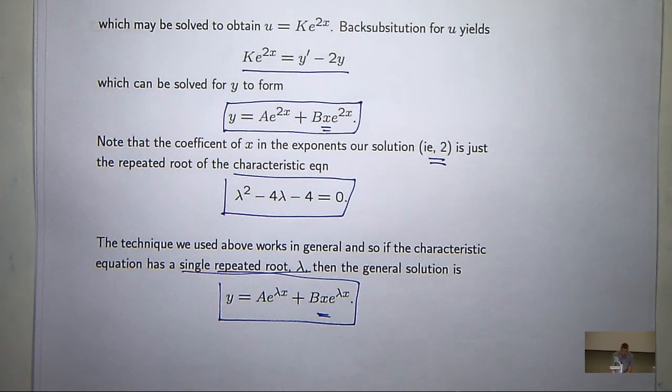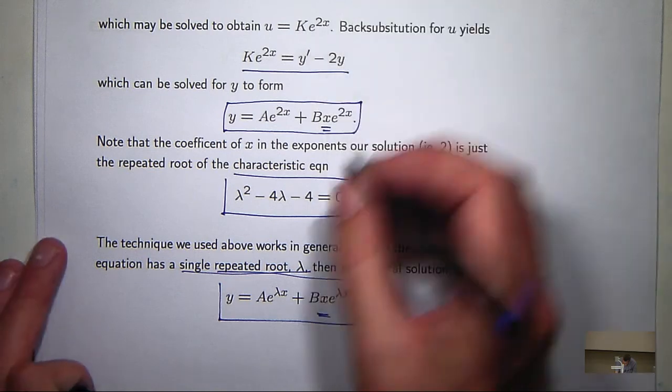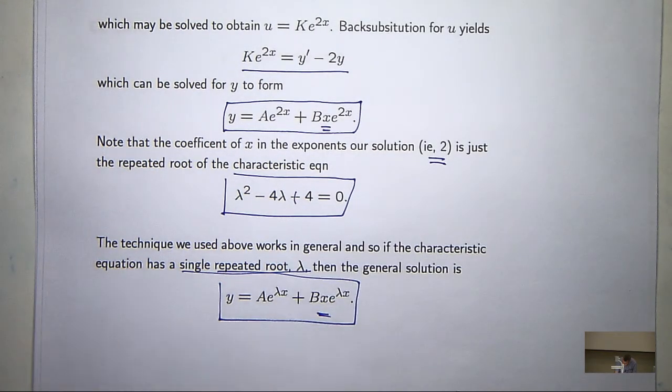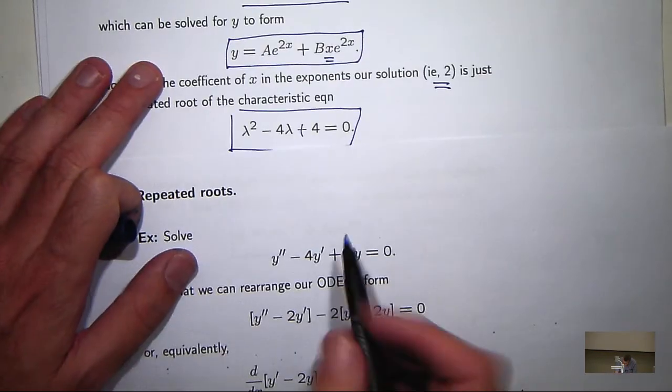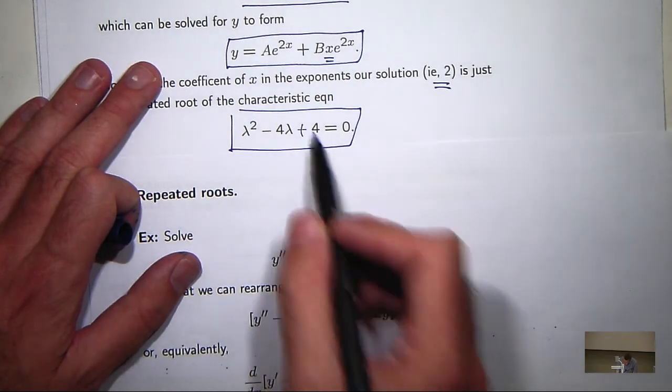Yes? Now, is that meant to be lambda squared minus lambda? Is it plus 4 or minus 4? Let's have a look. Hang on. We'll just go back to the original equation. Oh yeah, plus 4. Thank you. So it would be plus 4, right? Thank you.